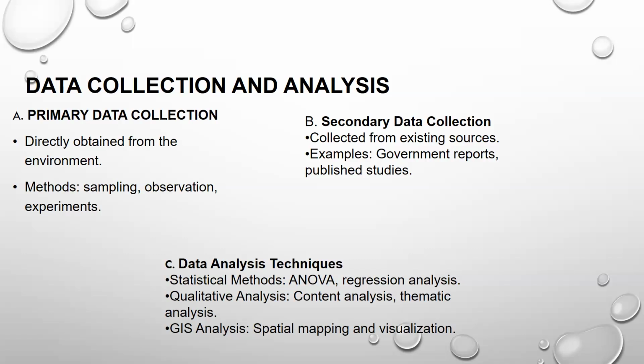So the method will include sampling. If I want to know the microbial species that are involved, I can take my sample, pool them together and then take it to the lab. You can also observe directly, like if you want to count butterflies or monkeys, depending on the experiments you are doing. And for secondary data collection, you have to collect from existing sources.